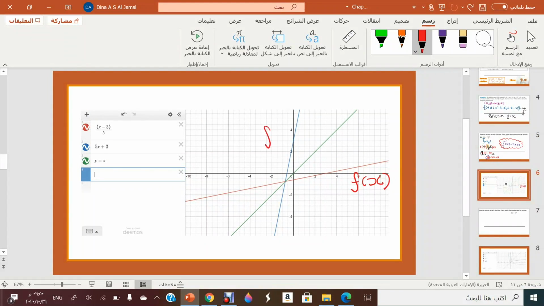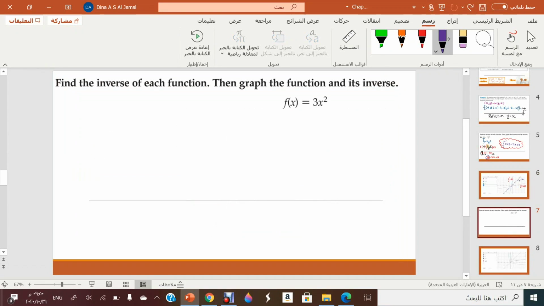This was f inverse of x. And here we have it reflected over y equal x. Let's see the other practice. We have a quadratic function. Please focus on how we can solve the quadratic function and how we can get the inverse of it.